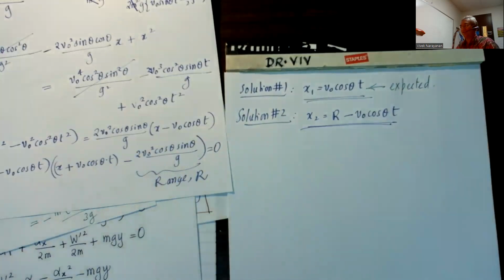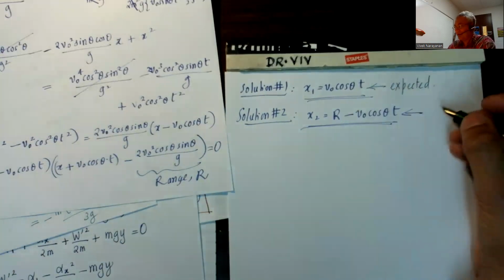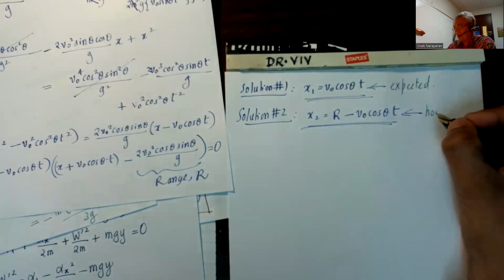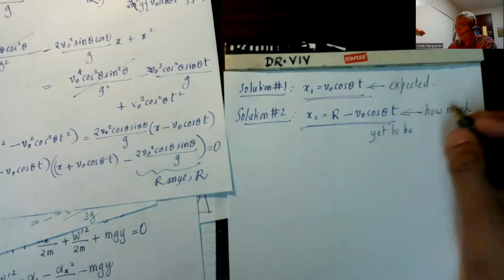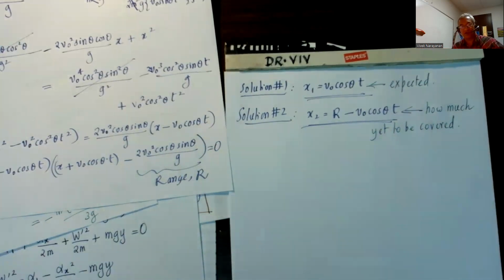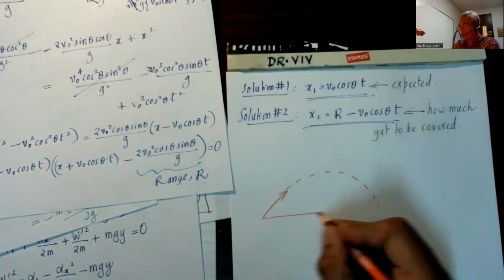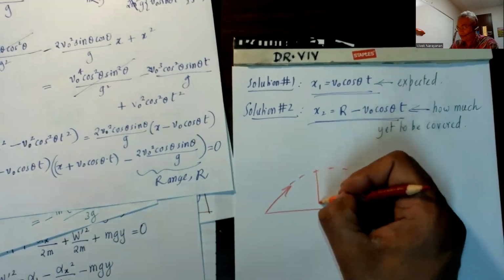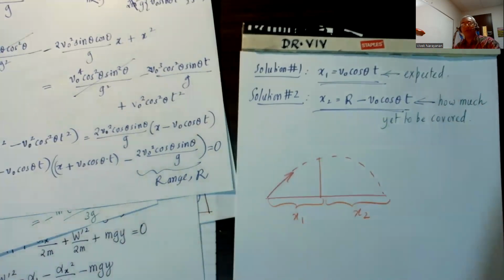What is this solution telling us? It is telling us how much distance is left over to be covered. It gives you how much is yet to be covered. So here you can see the enormous intelligence of the Hamilton-Jacobi formalism. It captures the ideas of the entire trajectory at once. It tells you not only what's happened so far, but what's going to happen in the future.